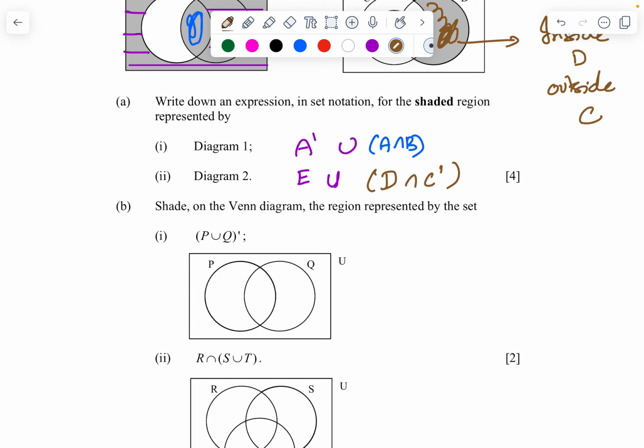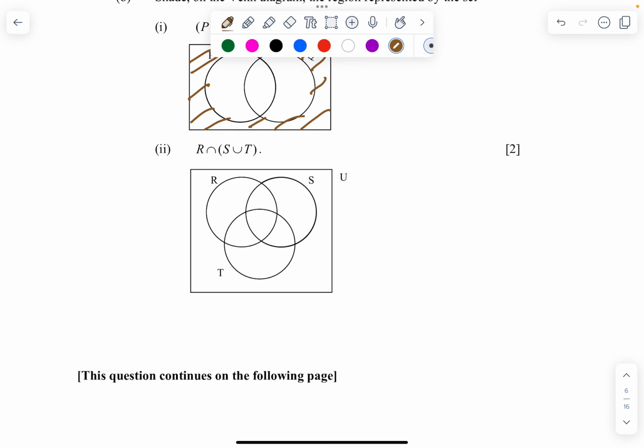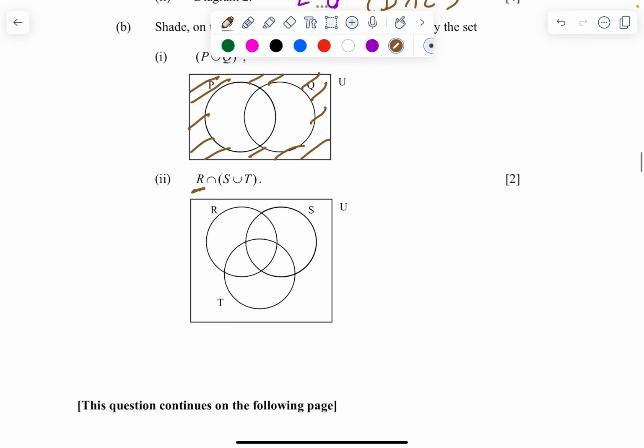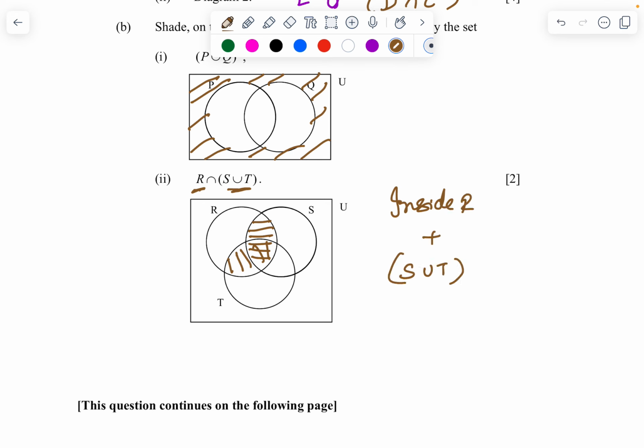Shade the region (P union Q) whole complement, means outside of P union Q. This is going to be the answer. Then R intersection (S union T), means it should be inside R and also in S union T. Inside R, S union T, and also inside R. So this is a region. Inside R and S union T common region. So I'm going to find that region which is both in R and S union T.